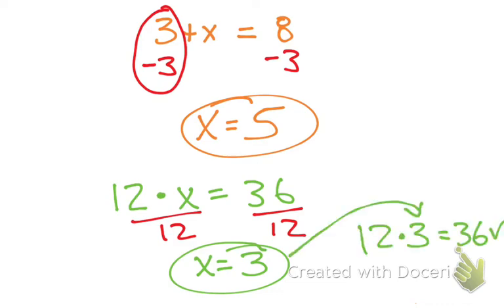I can also always check that my equations work, and I can do that by simply replacing the x in the original expression with whatever I found x to be in this problem. And if it is equal to the same answer, then I know I got it right. In this case, 12 times x equals 36 turned into 12 times 3, and I'm going to check that that does equal 36. If it does, then I know that I'm good to go.